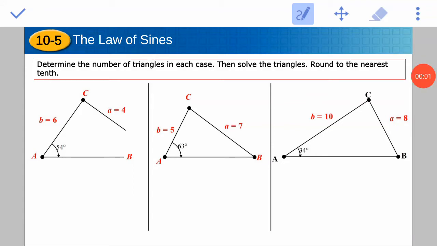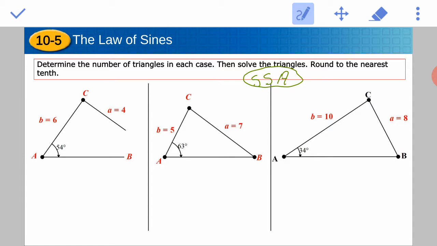Welcome back everyone. The second part of section 10-5, the law of sines. In this part, guys, we're going to focus on applying the information side-side angle, SSA. If we are given this set of information, this is what we call the ambiguous case. This case, guys, is known as the ambiguous case.